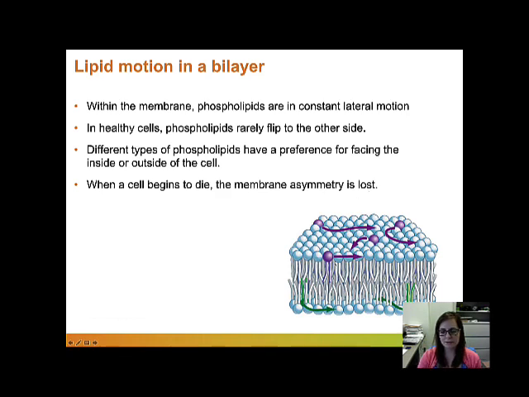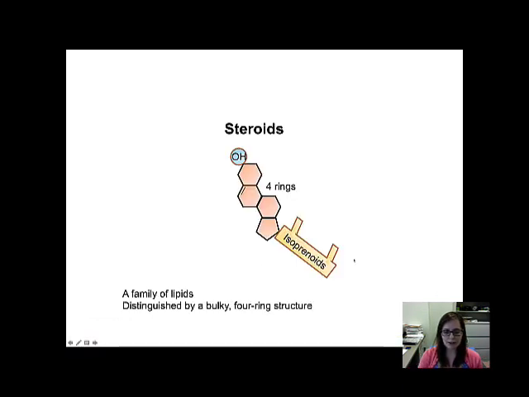Okay, there's also asymmetry, so certain lipids like to face the outside, the external environment, and certain lipids like to face the internal environment. So what gives a phospholipid its specificity? It's that organic group, okay? And so some like outside and some like inside. But when a cell begins to die, that asymmetry is lost. So things that are normally on the inside might flip to the outside. And so that's kind of what phospholipids do, right? And so you're minimizing those hydrophobic interactions and maximizing your hydrophilic interactions.